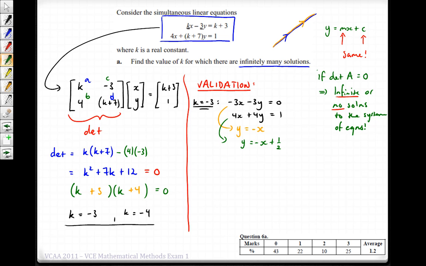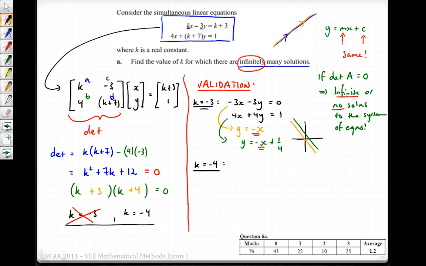So they have the same gradient, -1, but a different y-intercept. So they're going to give no solutions if we graphed them. One would look like this. I'll actually do it in the colors for you. So the orange graph would look like -x, and then the green one would be -x plus a quarter. So they give no solutions. So we can automatically discount that as giving infinite solutions. So now we validate the k equals -4 case.